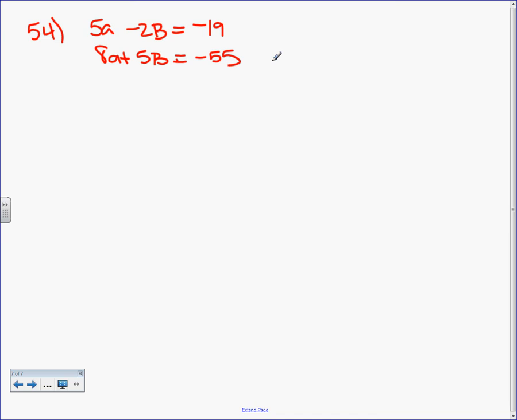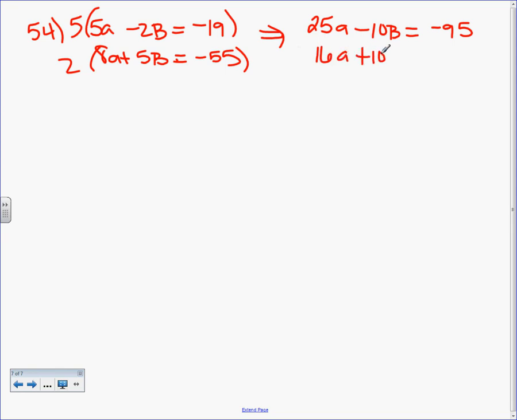Do you understand that? I'm going to do B with you. If you want to do A, that's fine. Okay? So what do we multiply the top one by? 5. What about the bottom one? 2. Very good. So what's the top line become? 25A minus 10B equals? Negative 95, yeah. What about the second line? 16A plus 10B equals negative 110. You can use a calculator.